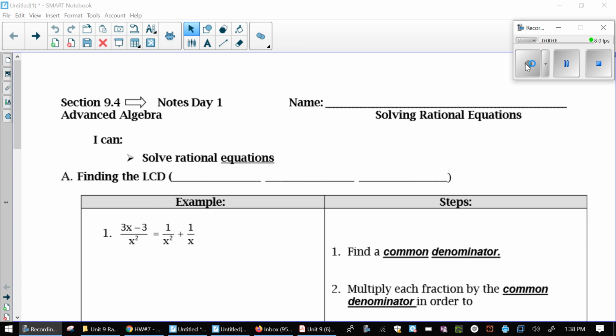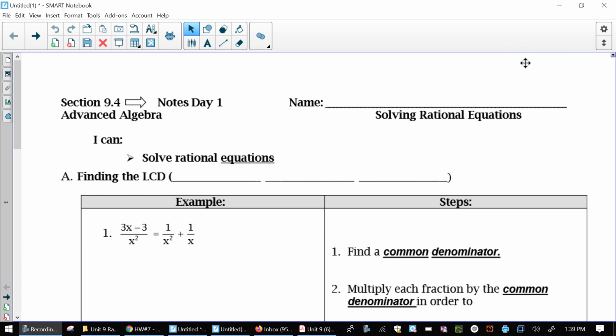Today we're moving on from rational expressions and jumping into the world of solving rational equations. This is going to be our last topic before our Unit 9 test. So we will do a couple days of notes on this, a little homework for practice, and I will get you your quizzes and some feedback, and then we will begin our review for the test. All right, let's get started right away then.